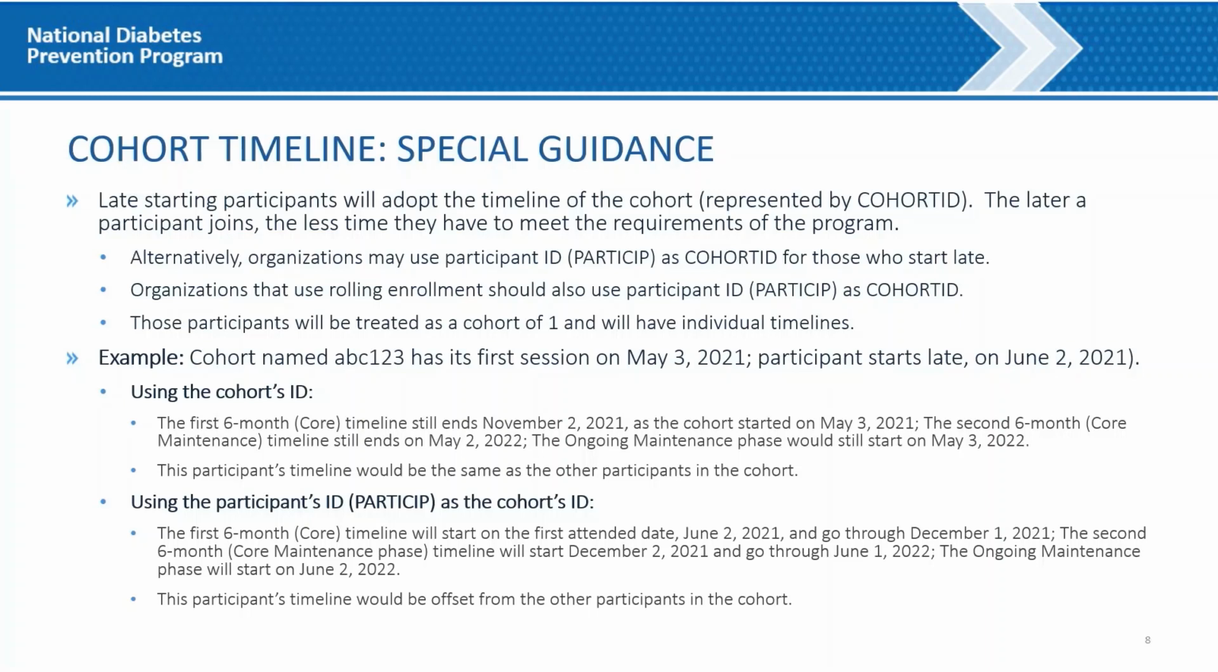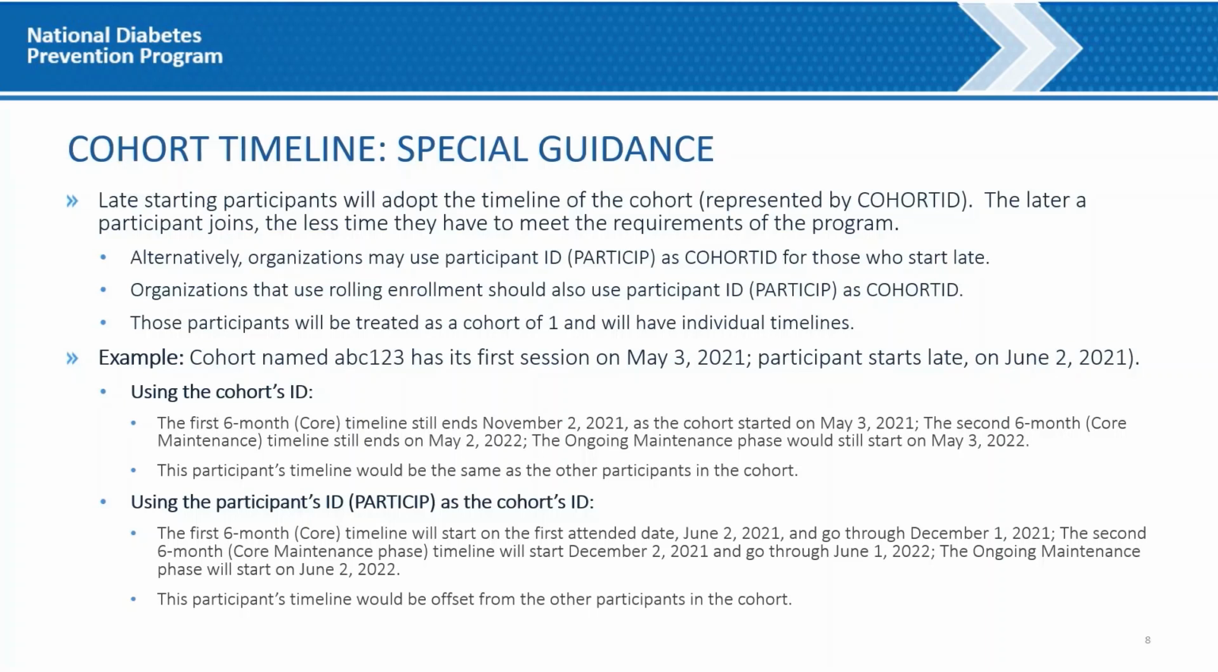Continuing with the example of cohort ABC123, the cohort's first session was on May 3rd, 2021, but a participant starts late on June 2nd, 2021. If the organization uses the cohort ID, the first 6-month core timeline for the participant still ends November 2nd, 2021, as the cohort started on May 3rd, 2021. The second 6-month core maintenance timeline still ends on May 2nd, 2022, and the ongoing maintenance phase would still start on May 3rd, 2022. In this scenario, the participant's timeline would be the same as the other participants in the cohort, and they would only be in the program for 11 months.